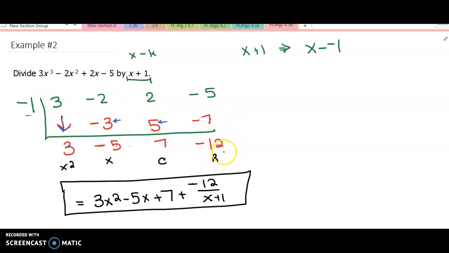Okay, so we're going to work backwards. This is our remainder, our constant without a variable. This is the coefficient of the x. This is the coefficient of the x squared. So if you put all that together, this is our new polynomial.